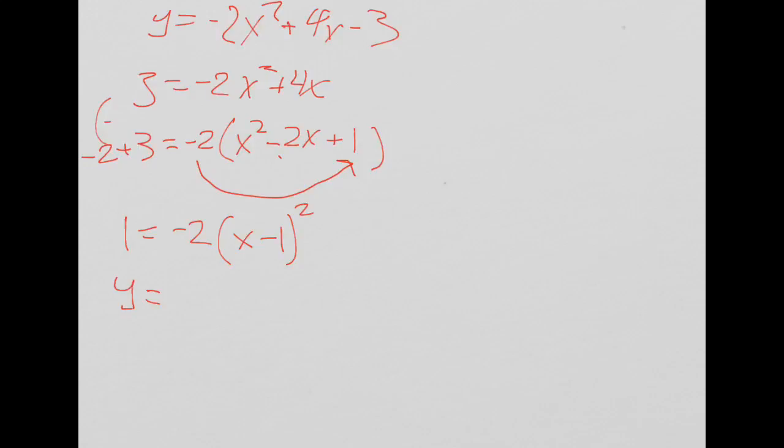And then last step, y equals negative 2 times (x minus 1) squared. Move that 1 over by subtracting it. You have your completed square.